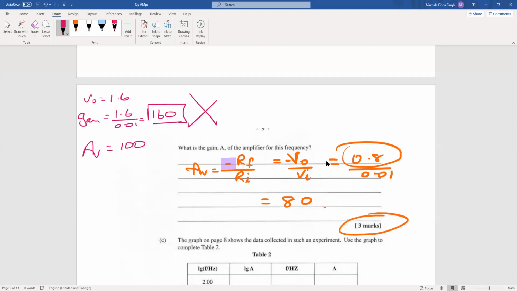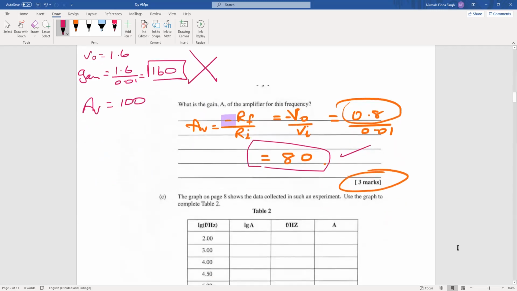When you take your value from your graph, if you get your gain to be 80, that would be correct, because the gain of your amplifier, your VO over your VI, will not be greater than your open loop gain. The closed loop gain cannot be larger than your open loop gain. It will not work out that way.